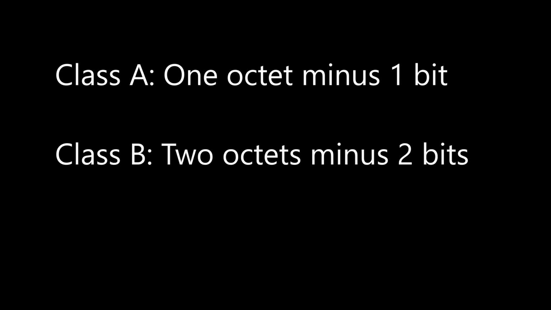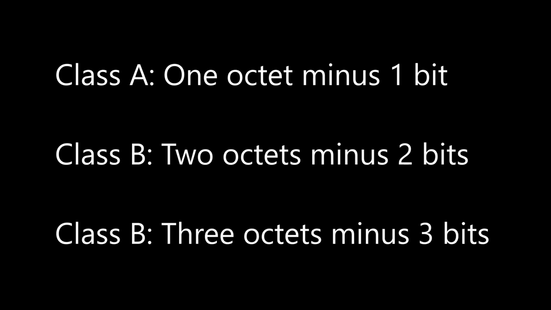So, to summarize, Class A uses 1 octet minus 1 bit for networks. Class B uses 2 octets minus 2 bits. And finally, Class C uses 3 octets minus 3 bits. Addresses outside of this are classes D and E, which are reserved for special uses.